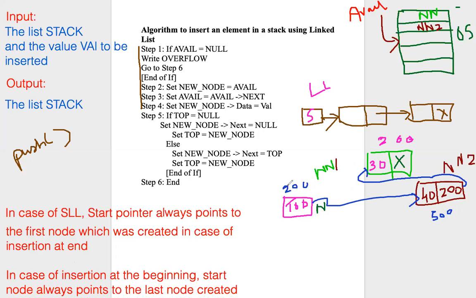So we see that the newly inserted node becomes the top element. This is similar to insertion at the beginning of the list. If we think about the complexity, it will naturally be order of 1, because in case of insertion at the beginning of the list, it's only a standalone, constant time operation, so it is order of 1. Now let us look at the deletion algorithm in case of a stack using linked list.